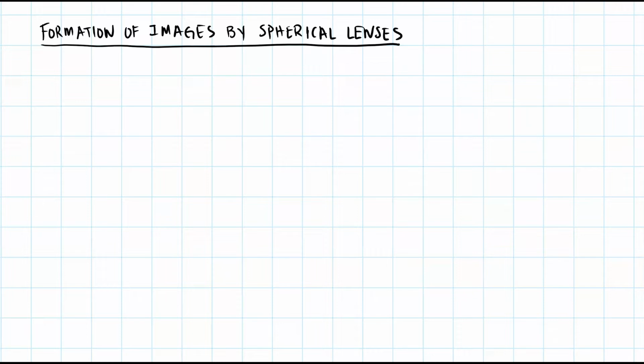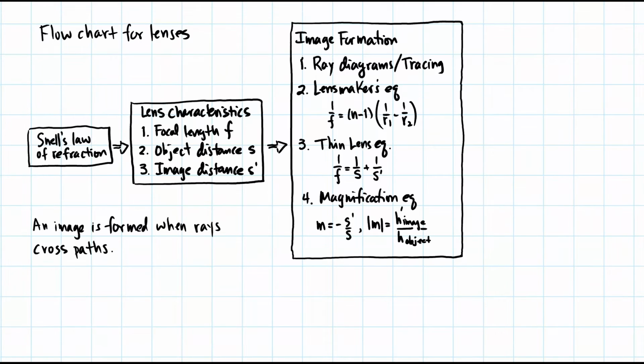It's where rays cross. The root equation for all lenses is Snell's law of refraction, and it follows a flowchart that is summarized as follows. The main law is Snell's law of refraction. Each lens has a characteristic. It has a focal length, how far the object is from the lens, and how far the image is from the lens. Remember, an image is formed when rays cross paths.